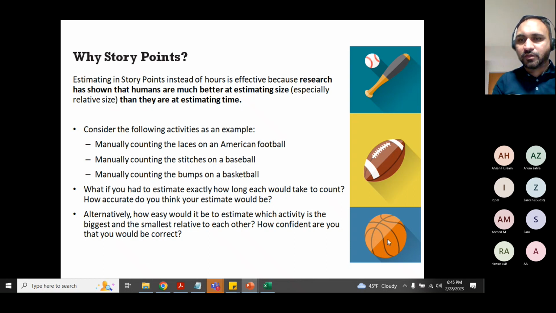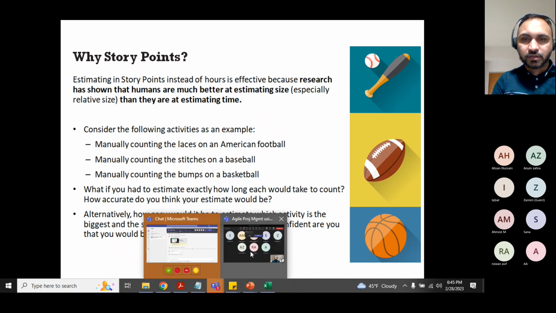You can say, okay, this ball is bigger than this bat, right? Why? Because look at its size. Anyone can say that because we are human beings, right? Humans are much better at estimating size, especially relative size, when you compare items, than they are at estimating time. So estimating time is really challenging, especially in the beginning, versus if you estimate in terms of sizing.